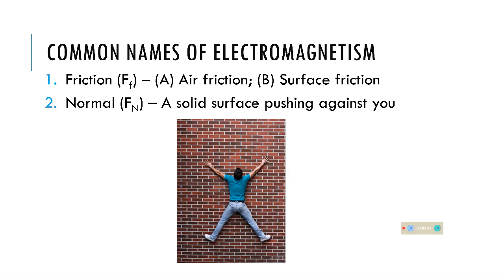Oh, let me go back and remind you real quick. So interactions: air is negative, negative. Surface friction is positive, negative, attracting towards each other. Normal, once again, is negative, negative, repelling each other.